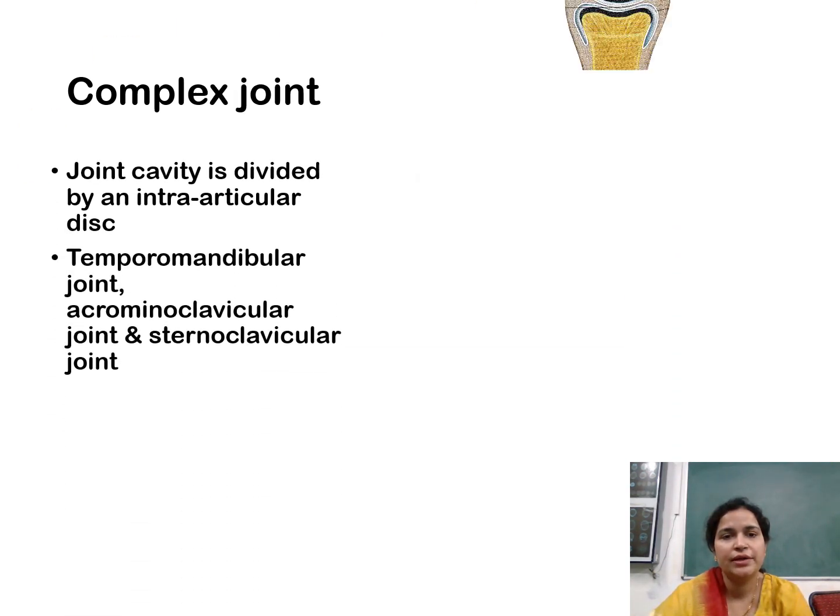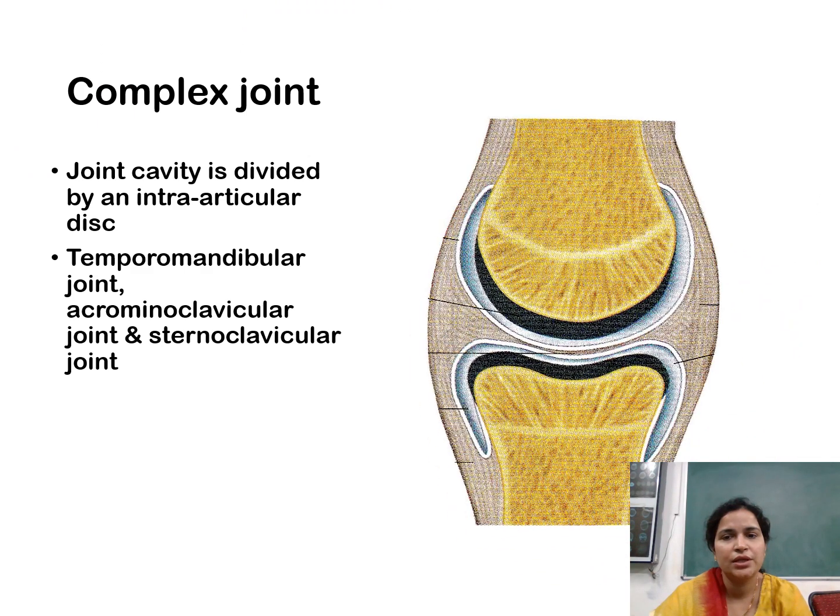In a complex joint, the joint cavity is divided by an intra-articular disc or meniscus into two compartments. Examples are the temporomandibular joint, acromioclavicular joint and sternoclavicular joint. The articular disc is present, which is responsible for two joint cavities and two separate movements taking place.